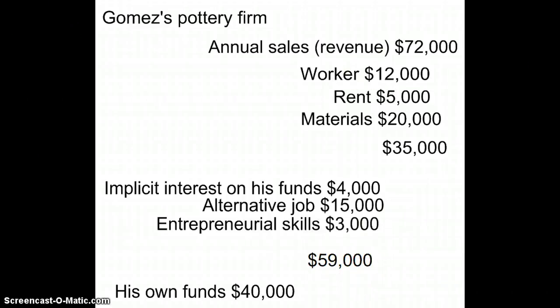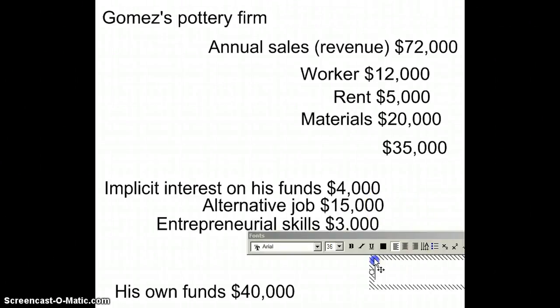$59,000, okay, we're going to compare that to his total revenue. So $72,000 minus the $59,000, and we end up with $13,000 in economic profits. $13,000 is his total economic profit.